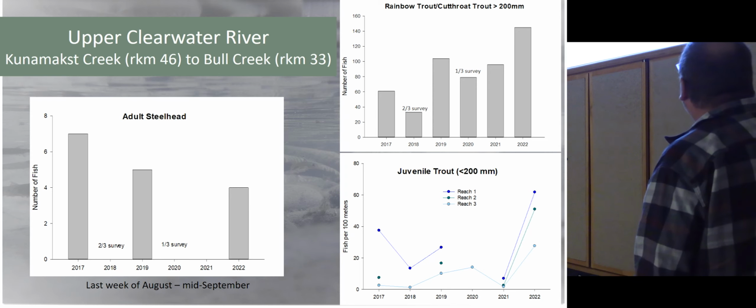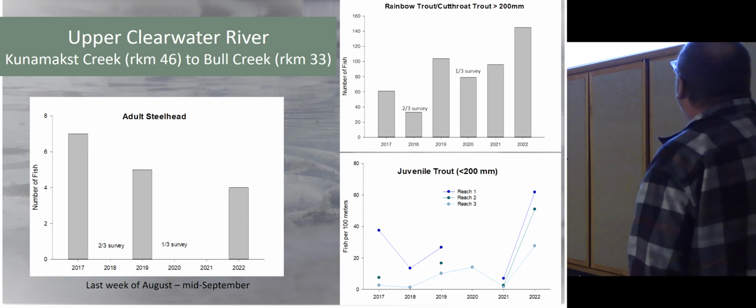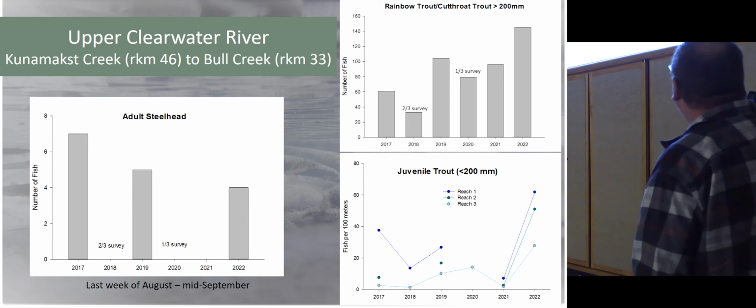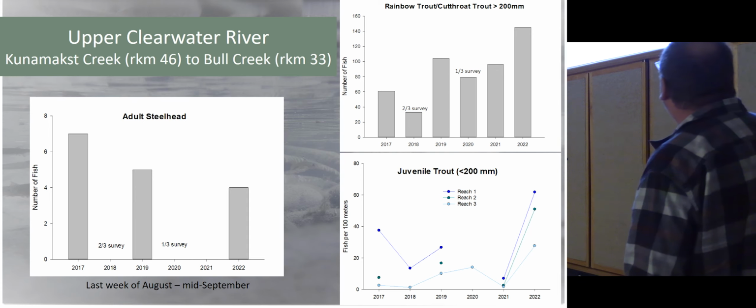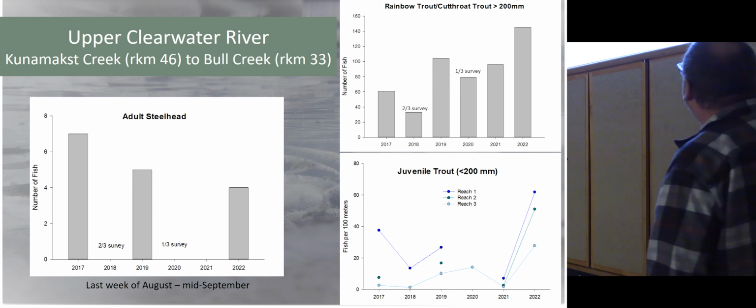Juvenile trout, one thing I want you to remember with this, because I'll come back to it later, is that our reach 1, our uppermost reach, has consistently maintained our highest density of fish, and our reach 3 has maintained the lowest densities of fish.